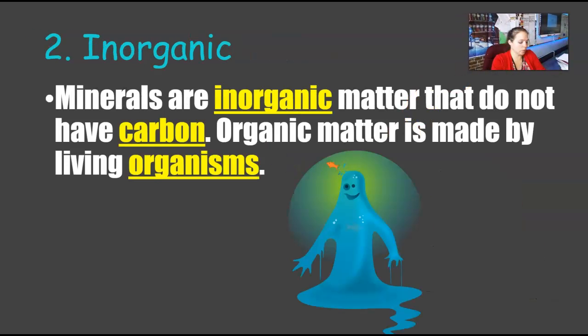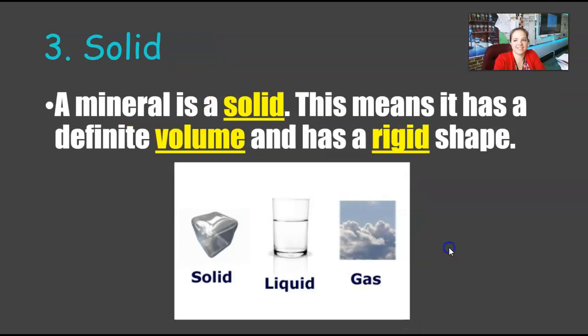They are inorganic. So this one, I did my number 5 at the bottom and I just added to the bottom. This is where I wrote all of this in. Minerals are inorganic matter that do not have carbon. Organic matter is made by living organisms. So minerals are inorganic, not made by living organisms, don't have carbon. All right, that's my little fish man. All right, solids. Minerals are a solid. This means that it has a definite volume, has a rigid shape.